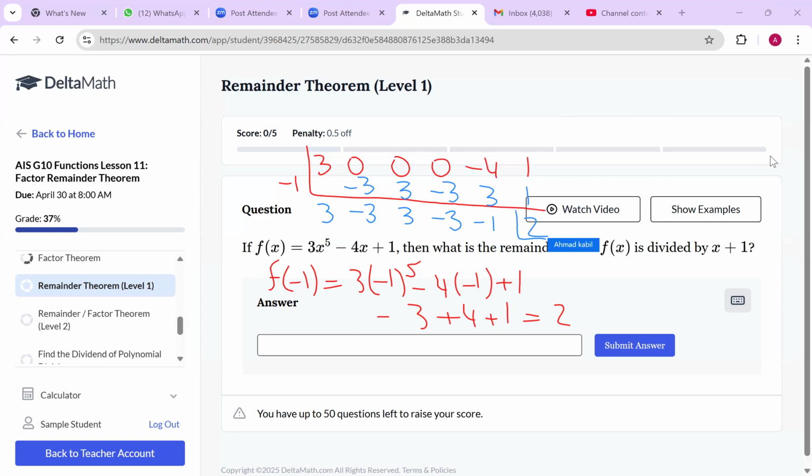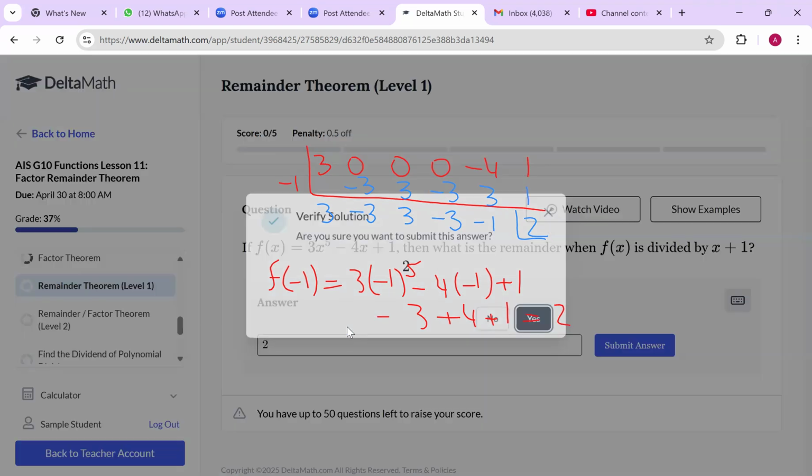So both of these techniques give us a final answer of 2. Either we do synthetic division and find the remainder, and here you can see that synthetic division is very long unnecessarily. Here it's just easier to put negative 1 into the function and find the answer. Either way, they're both going to give you the same exact answer.